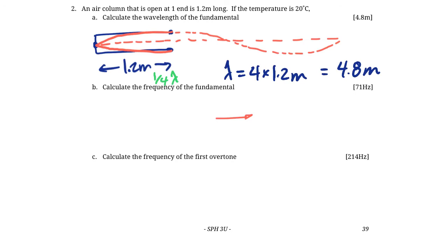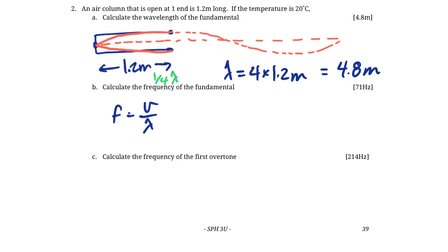So that's the wavelength that this instrument would play. And if we wanted to do the frequency of this, let's just erase that. If we wanted to do the frequency of this, we know that frequency is equal to our wave speed over our wavelength, right? Do we know the wave speed in this case? Well, luckily we know that this is happening in air.